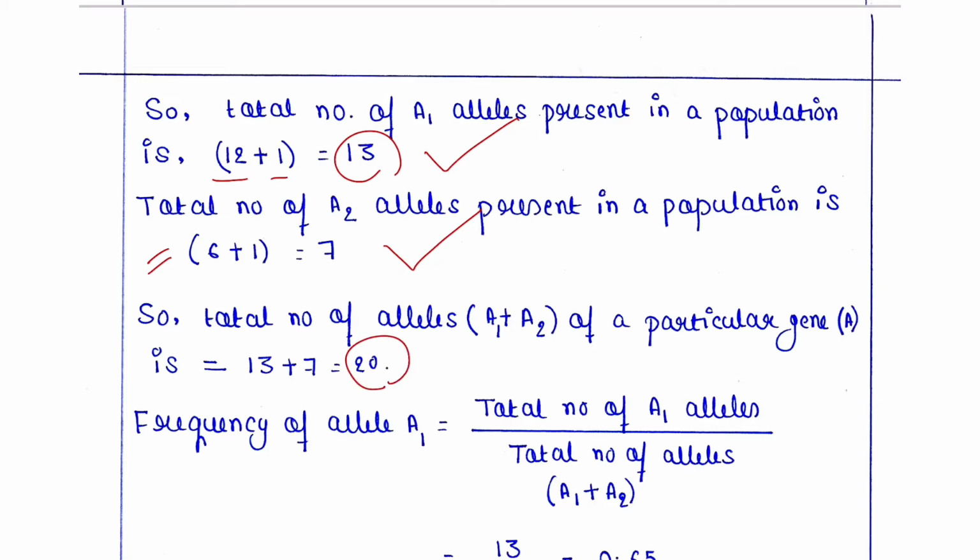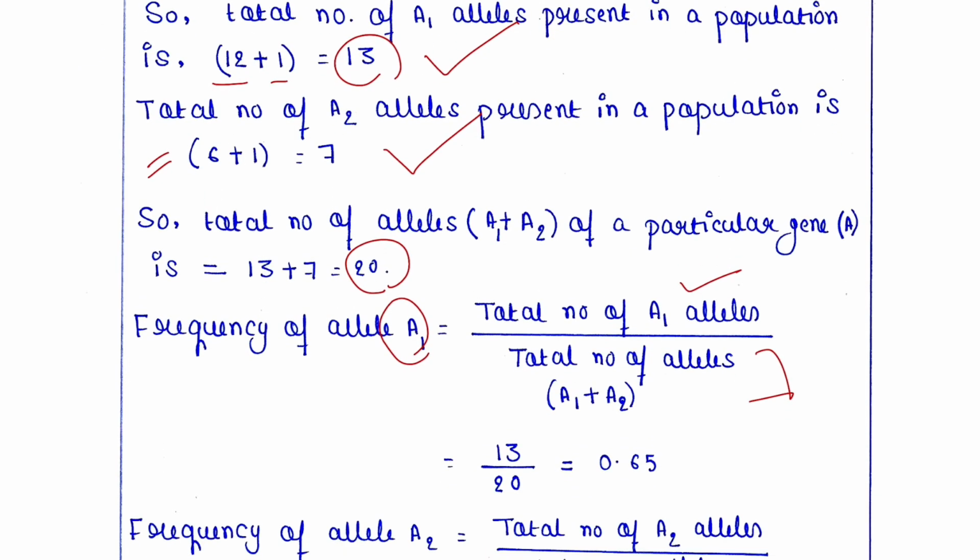Now the frequency of allele A1 is the total number of A1 alleles divided by the total number of alleles, that means A1 plus A2 alleles. Here the total number of A1 alleles is 13 and the total number of alleles is 20. 13 by 20 is equal to 0.65. So the frequency of allele A1 is 0.65.